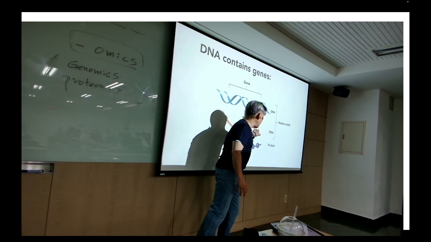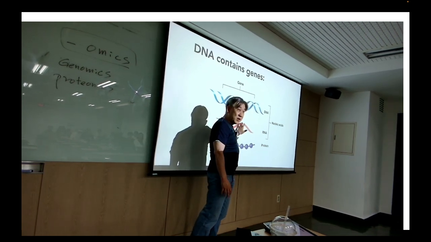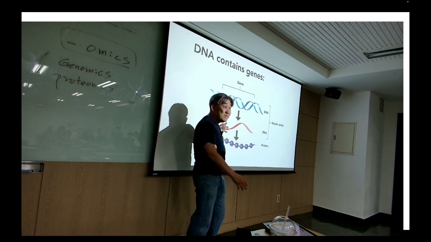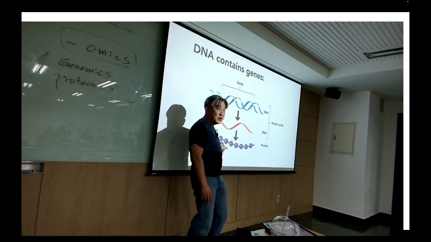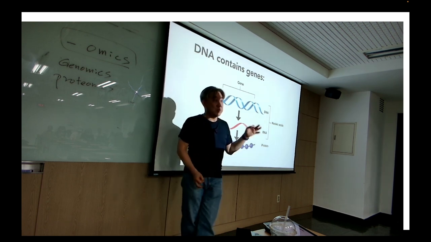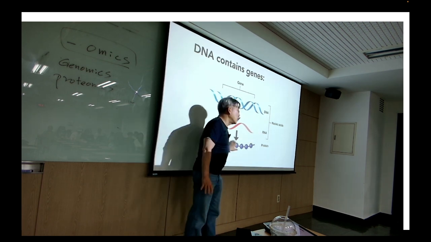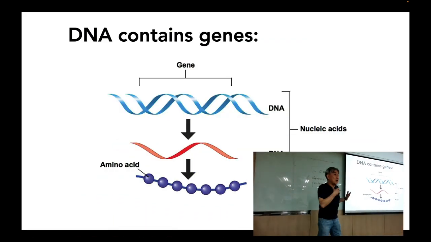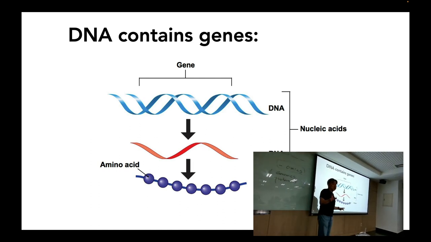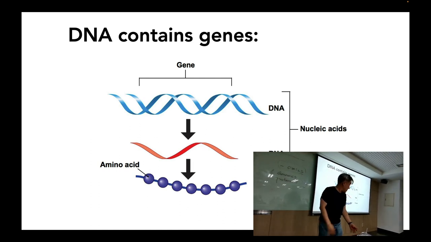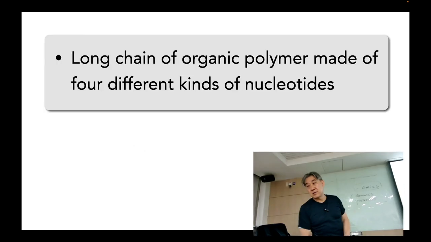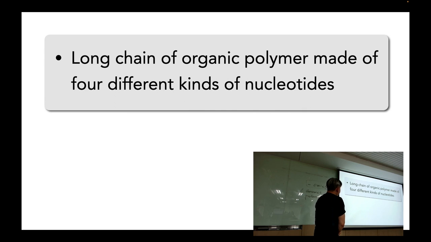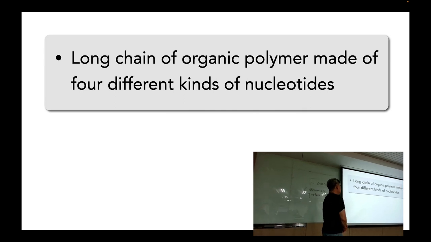So by reading this recipe encoded in the RNA, you can convert this information into actual real protein. That's the relationship between RNA and protein. And once you make this protein, this protein can now generate some function that can change our life. The explanation between these two. So, what's DNA?